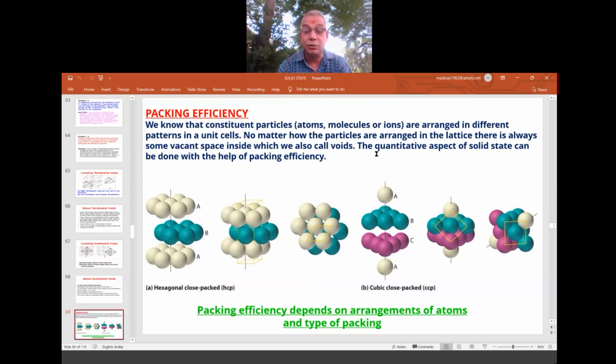So packing efficiency depends on the arrangement of atoms and the type of packing, whether it is CCP packing or SCP, in what angle, in what direction they are closely packing. That also matters. So it is the nature of packing and the arrangement of the particles. Together they will pack, and ultimately some gaps are created. Excluding the gap, that is called the packing fraction.